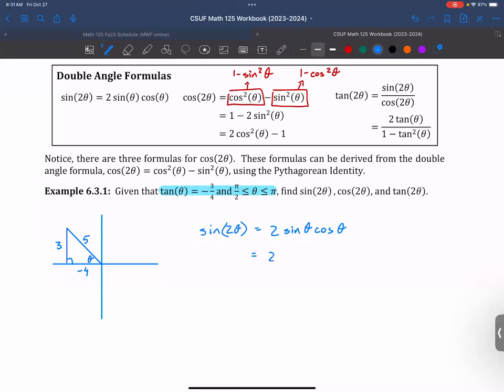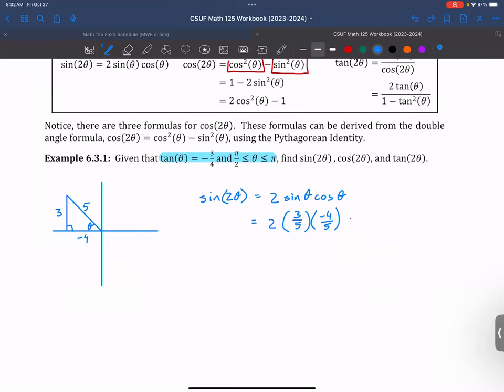And then we can replace sine theta and cosine theta by their actual values from the triangle, right? If this is my theta here, then sine theta is opposite over hypotenuse. So that's 3/5. And cosine of theta is adjacent over hypotenuse. So that's negative 4/5. And so we multiply these. We multiply, we simplify. 2 times 3 times 4 is 24. So we end up with a negative 24/5. Sorry, not 5. 24/25. Just trying to figure out why sine was bigger than 1. That doesn't really make any sense. So that's my sine 2 theta.